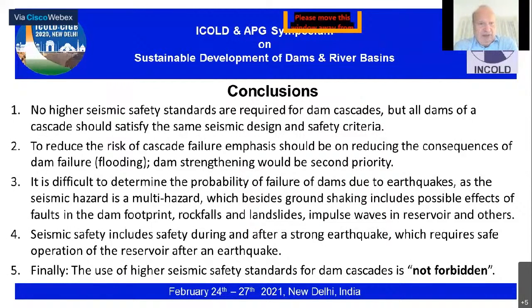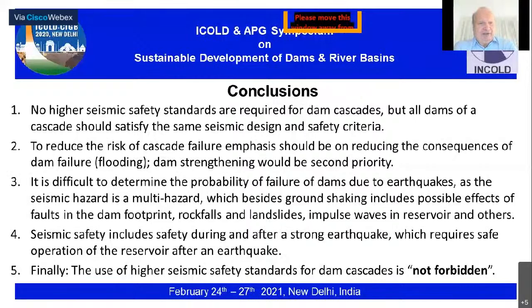Now to come to the conclusions of this analysis, which is described in my paper, we can say, number one, no higher seismic safety standards are required for dam cascades, but all dams of a cascade should satisfy the same seismic design and safety criteria. Secondly, to reduce the risk of the consequences of dam failure, that is flooding, dam strengthening would only be second priority.